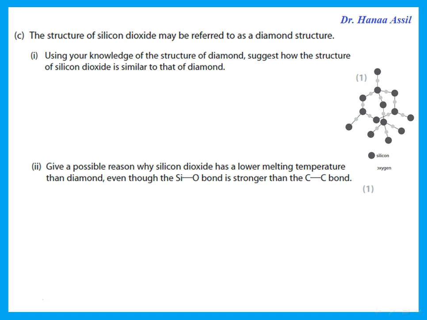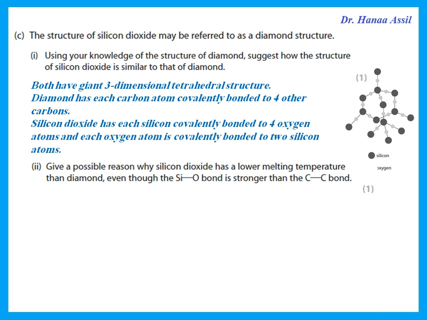The structure of silicon dioxide may be referred to as a diamond structure. Using your knowledge of the structure of diamond, suggest how the structure of silicon dioxide is similar to that of diamond. Why do we say that silicon dioxide is similar to diamond? Because both of them have giant 3-dimensional tetrahedral structure, but the difference is diamond has each carbon covalently bonded to 4 other carbons, while silicon dioxide has each silicon covalently bonded to 4 oxygen atoms, and each oxygen atom is covalently bonded to 2 silicon atoms. So actually the answer here is just that they both have giant 3-dimensional tetrahedral structure.